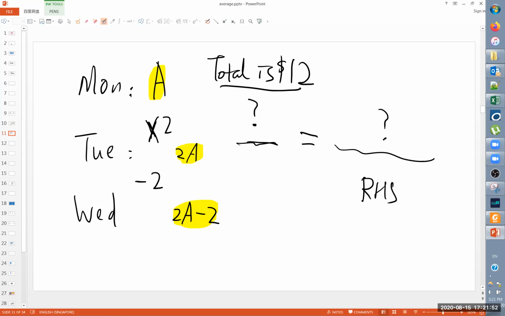12 equals to 1. How do you get to 5a minus 2, right? Yeah. How do you find a then? Or how do you find a?